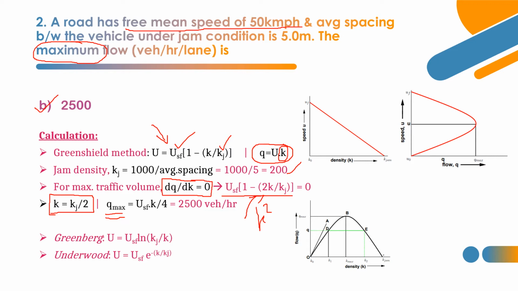So we know what is USF, 50 km/h, into K. What is K? Kj by 2. Kj is nothing but 200. So 200 by 2, 100. So USF into K by 4, that gives us the answer as 2500 vehicles per hour.